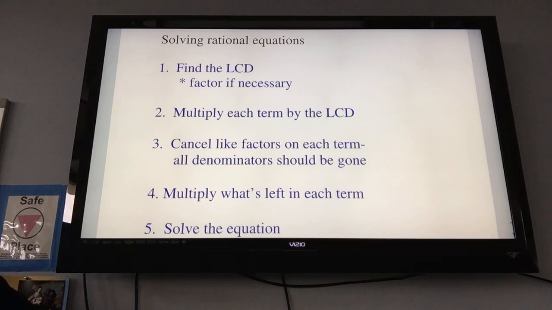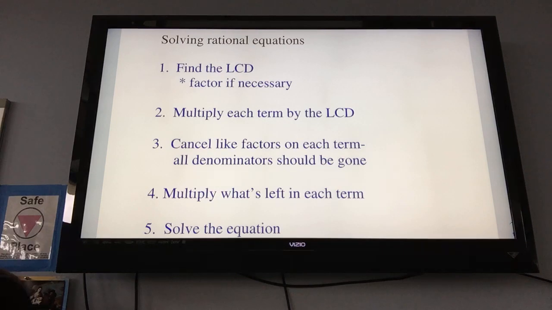So step number 1, find the least common denominator. To do that, you might need to factor, just like we did when we added and subtracted. You're going to multiply every term of the equation by the LCD. What's going to happen then in step 3 is we will be able to cancel all of the denominators out. We will be able to cancel like factors from each term of the equation. We'll multiply what's left, and that will give us an equation that we should know how to solve based on things we have done this year.